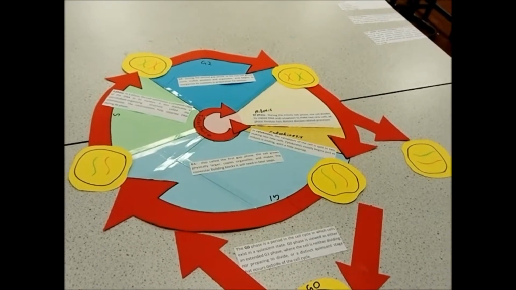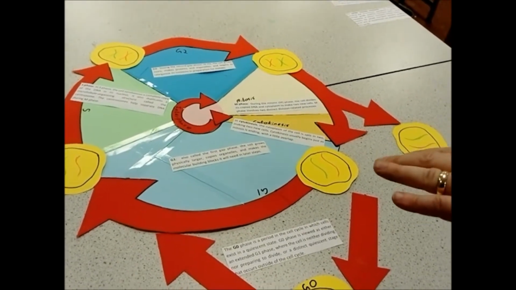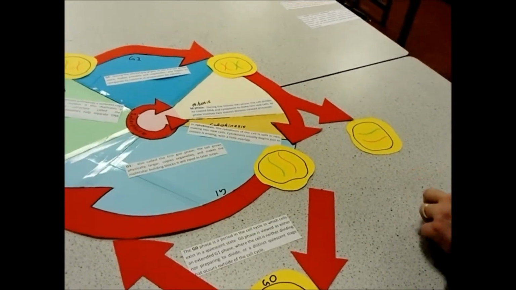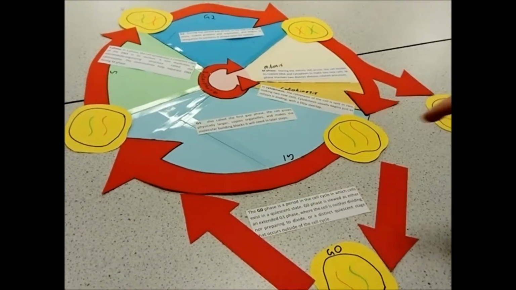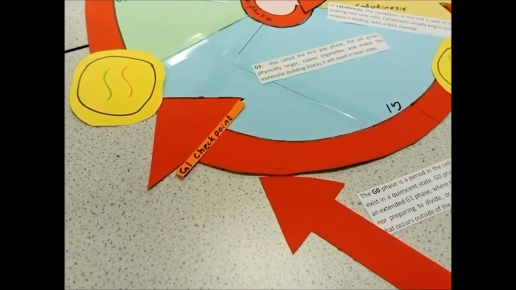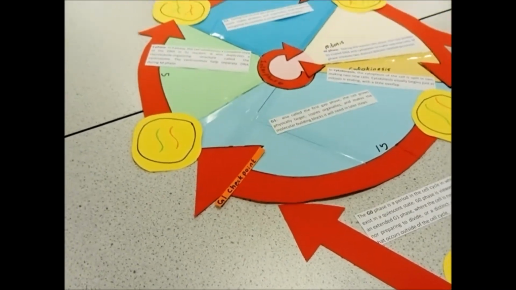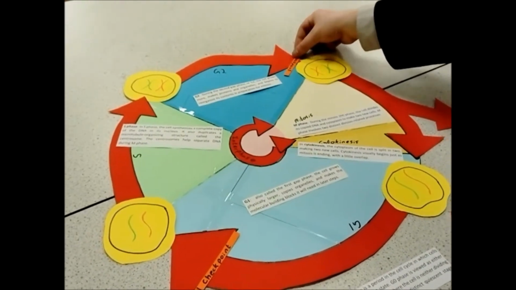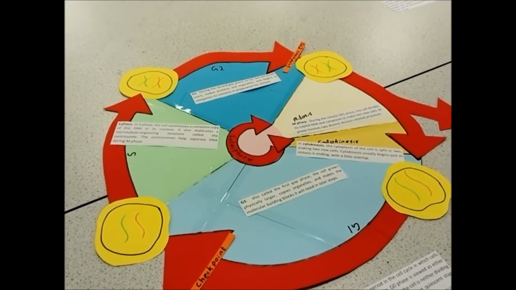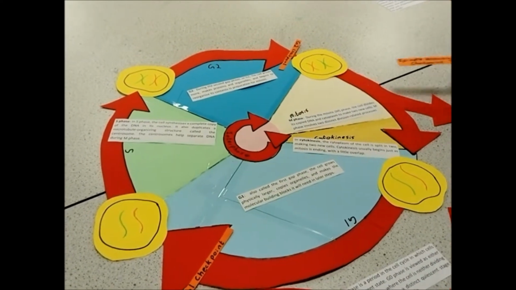So the second features of the cell cycle that we need to consider are the checkpoints. So at the end of your G1 phase, there is a G1 checkpoint. At the end of the G2 phase, there is a G2 checkpoint, and in mitosis, there's a spindle assembly checkpoint.